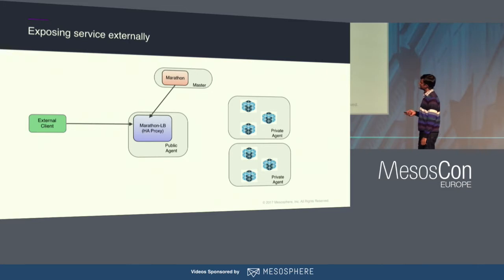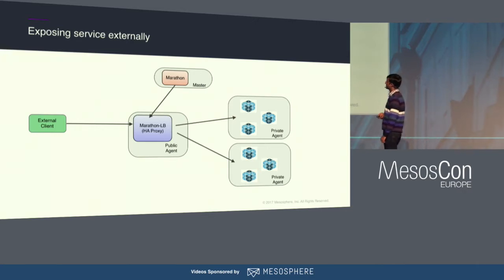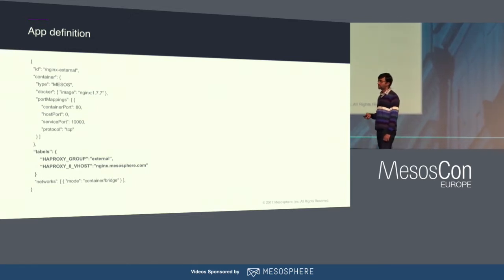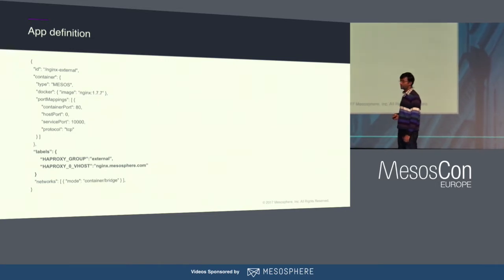So if a client connects to Marathon LB, Marathon LB is already watching for the tasks that are launched by Marathon, it configures the HAProxy for those tasks, and then when the client actually connects, it load balances them for these tasks.